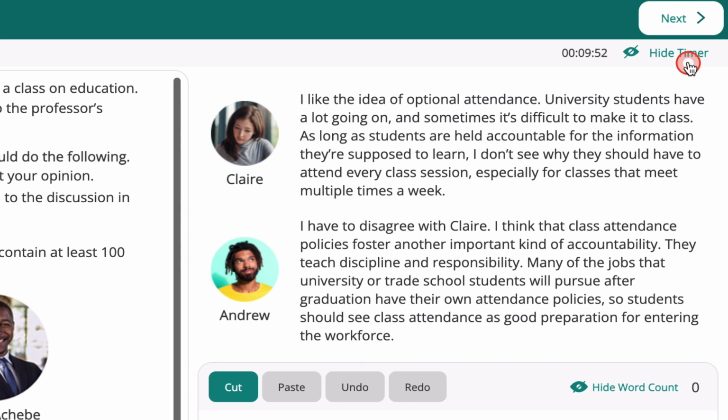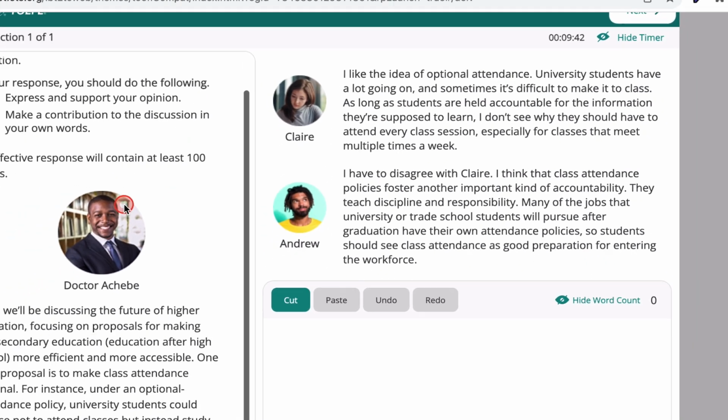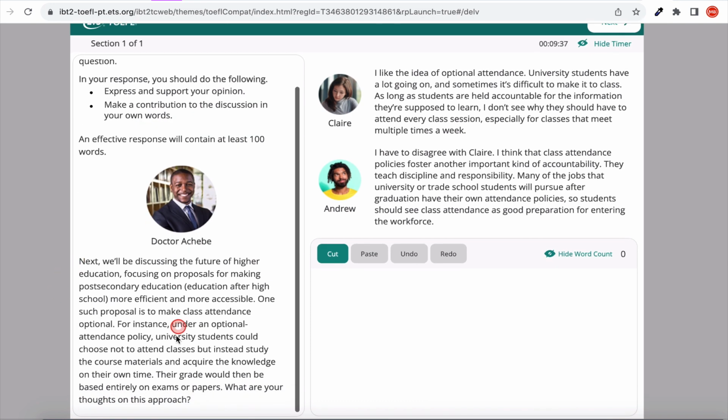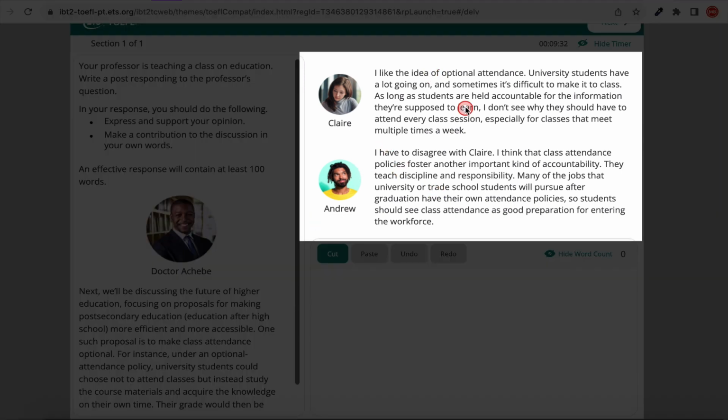If you wish, you can hide the timer, but I suggest just leave it on. It will help you with your pacing. So what do we do in this question type? On the left side, we have a professor giving an explanation and asking a question. And on the right side, we have two students making a comment or answering the professor's question. One student is going to support, and the other student is probably going to oppose the suggestion or argument. That is what the TOEFL usually does.